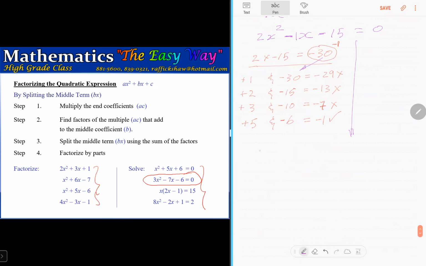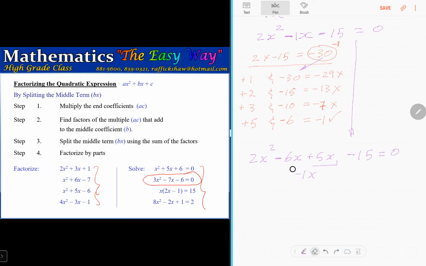So it becomes 2x squared. I'm going to put the minus 6x first. Minus 6x plus 5x. So this is what was negative 1x a while ago. And then I have a negative 15 equals 0. So always check that you split the middle term into what was there before. Always check. Right?